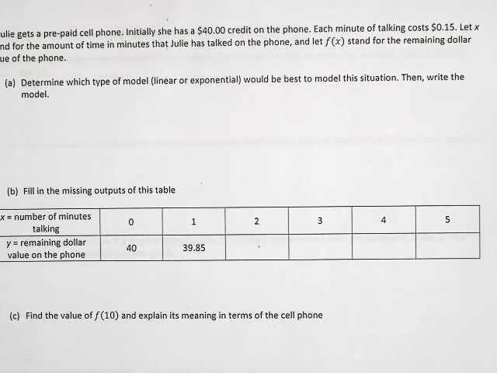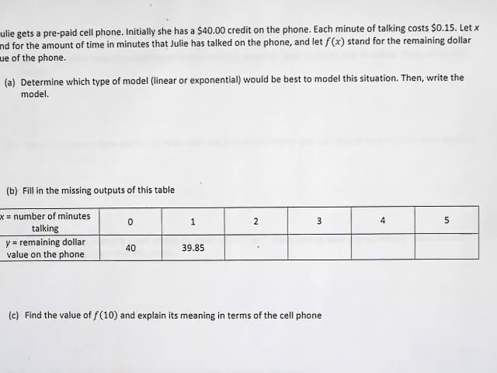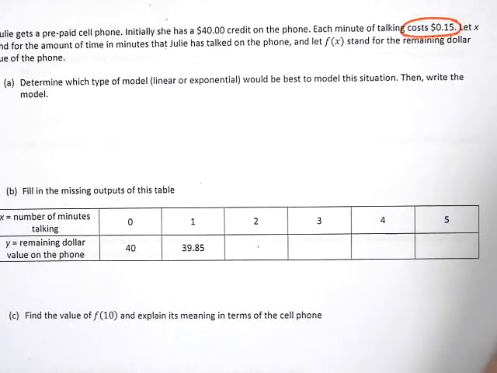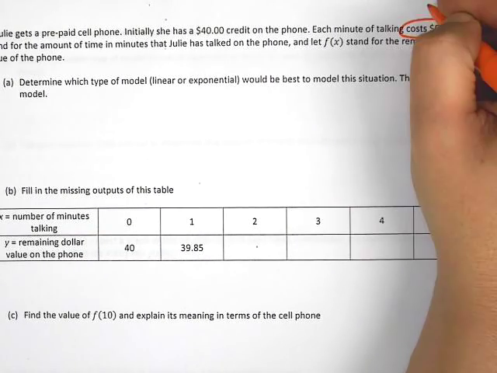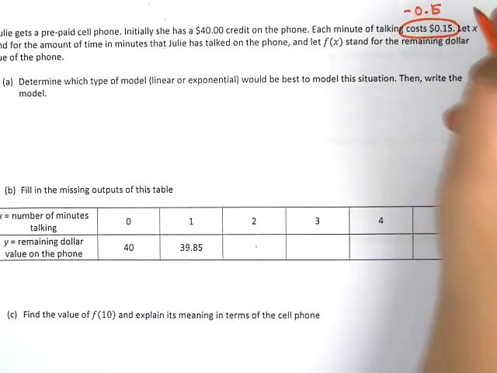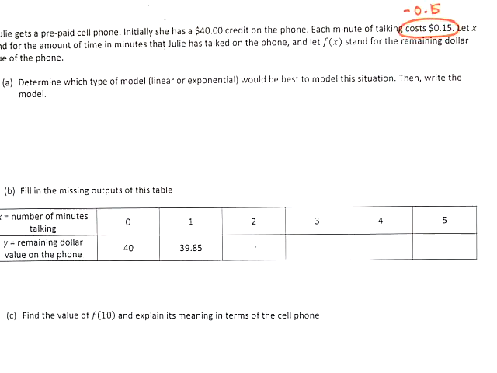Let x stand for the amount of time in minutes that Julie has talked, and let f of x stand for the remaining dollar value of the phone. Determine what type of model, linear or exponential, would be best to model this situation. So when I say determine which type of model, we know we need to look at the pattern. Now the pattern in this question is that the talking for that many minutes costs 15 cents. In other words, it's a subtraction problem. We're taking away 15 cents from my saved amount.